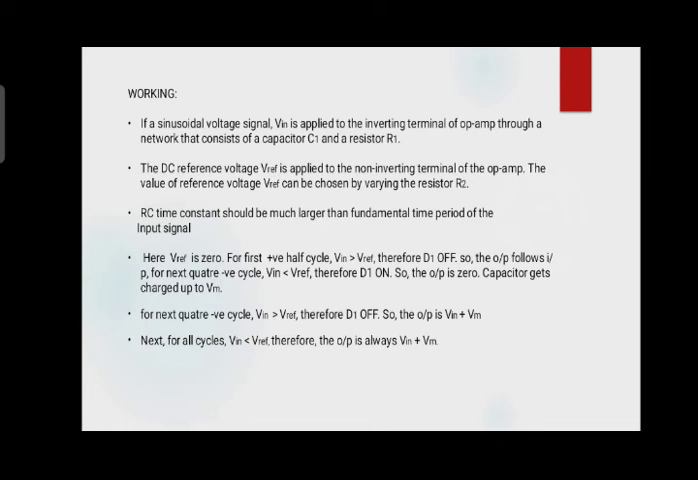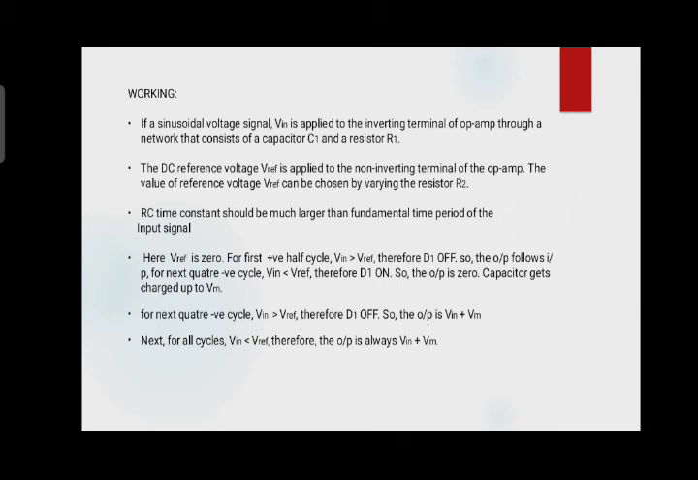For the first positive half cycle, the input voltage is greater than the reference voltage, therefore the diode becomes off. So the output follows the input. For the next quarter negative cycle, the Vin is less than the V reference, therefore the diode becomes on. So the output is 0. The capacitor gets charged to the peak value of the input signal. For the next quarter negative cycle, Vin is greater than the V reference because the capacitor gets charged up to the value of Vm.